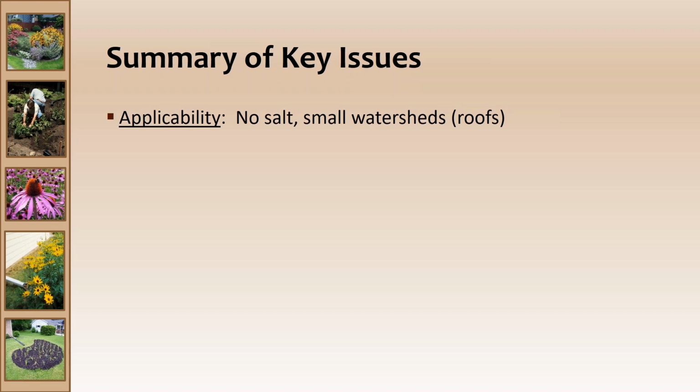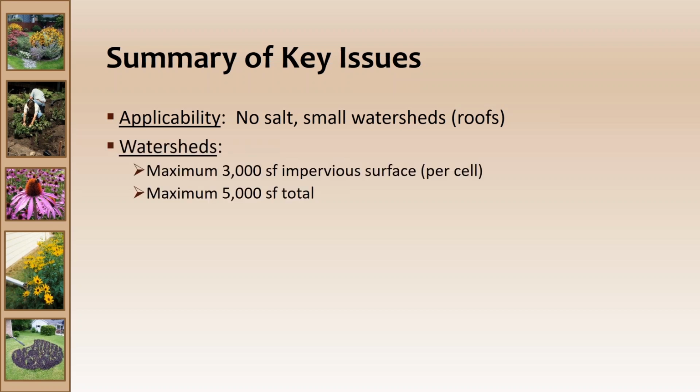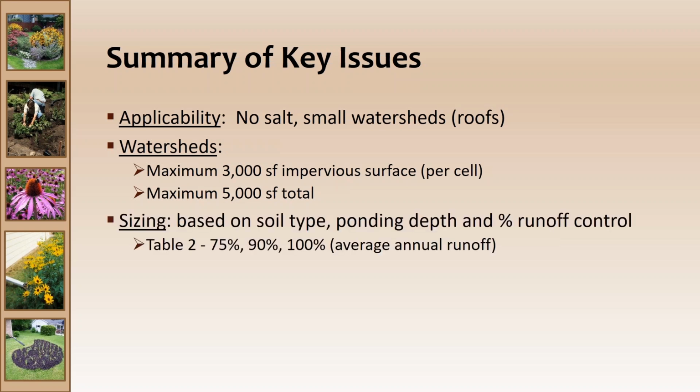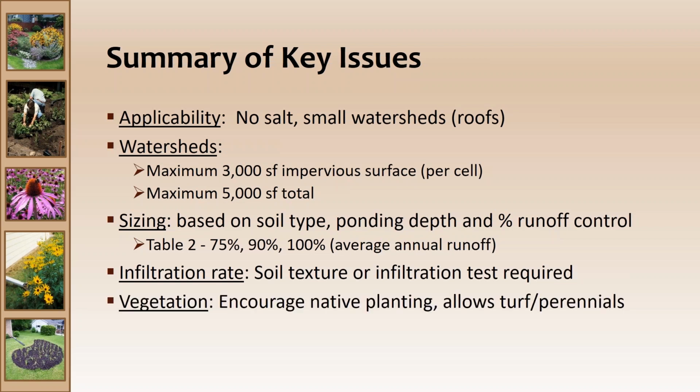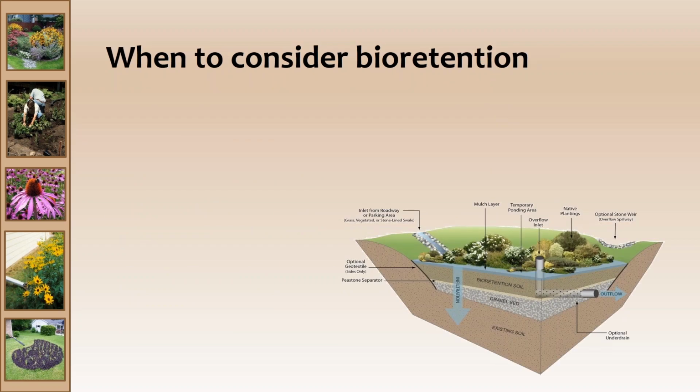Again, applicability: avoid the salt and target the small watersheds. Stay within those maximums for the standard. Sizing is based on those 3 factors that are built into table 2. Infiltration rate, you either gotta do a soil texture or get an infiltration test. And then the vegetation allows all types, but we definitely encourage the natives, and weeding is very important.